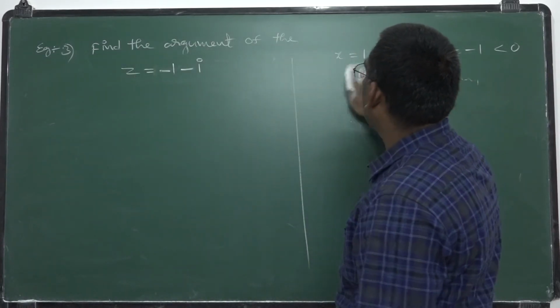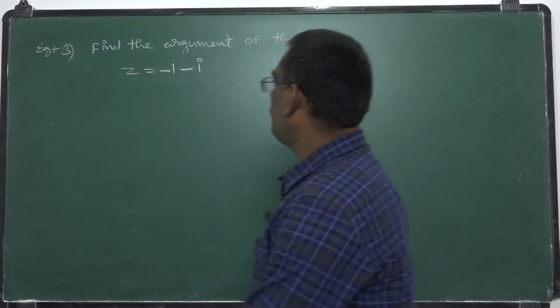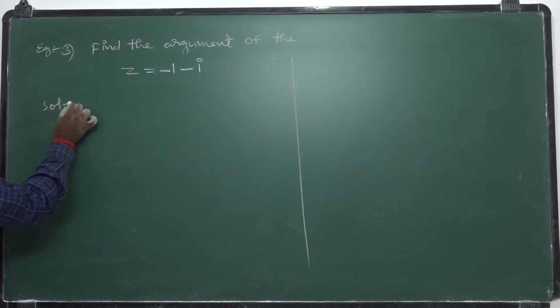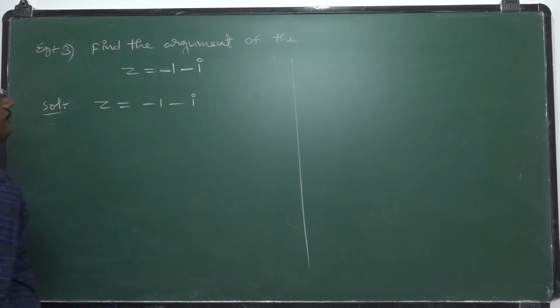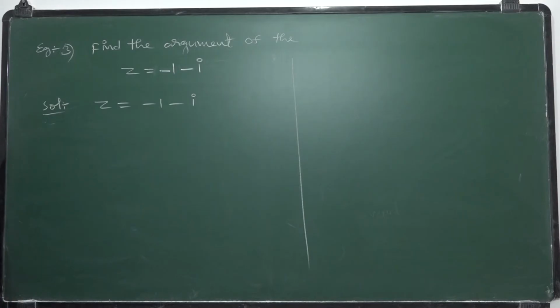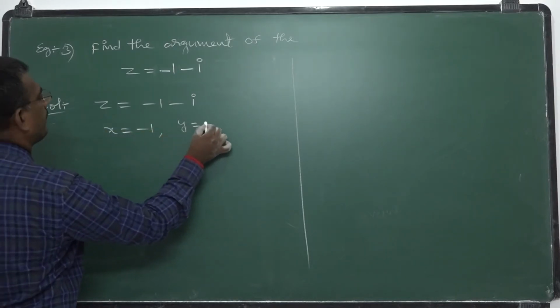Find the principal argument of the complex number z equal to minus 1 minus i. Solution. Given complex number is z equal to minus 1 minus i. Comparing with z equal to x plus iy, x equal to minus 1 and y equal to minus 1.